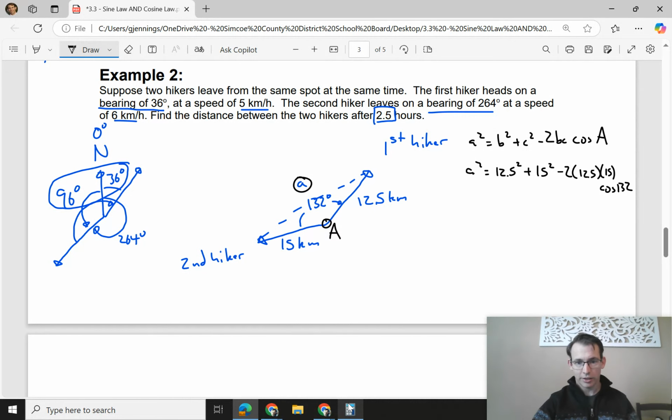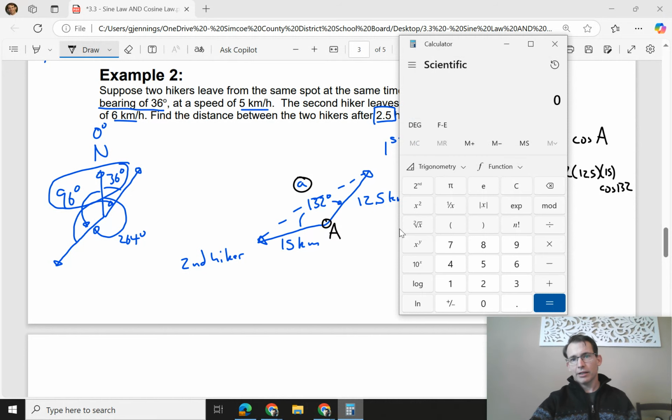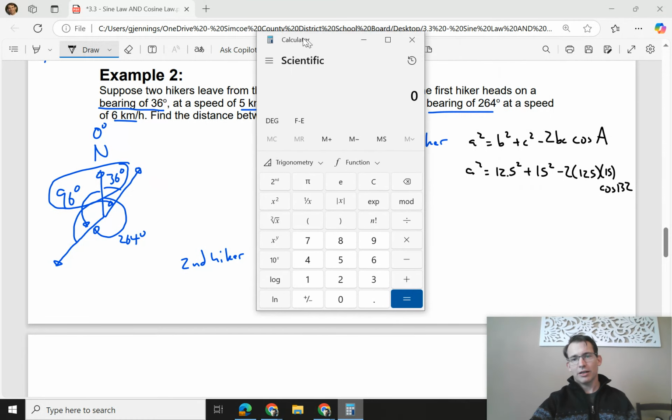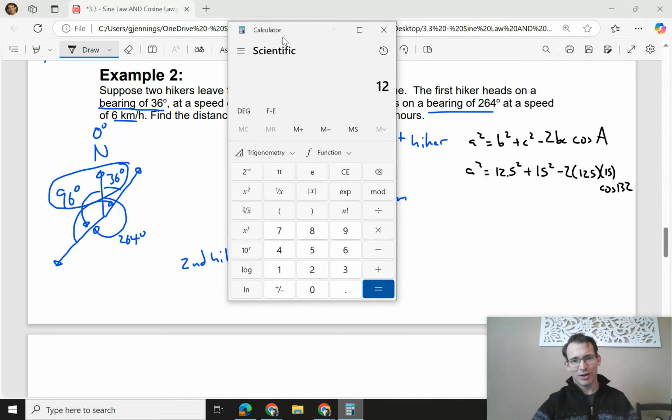Now we punch that on calculator. I mean, I can do that in my head, but you can't do that in your head. No, I'm just kidding. I can't do that in my head.